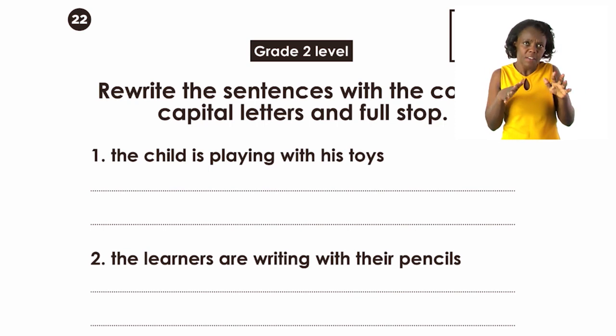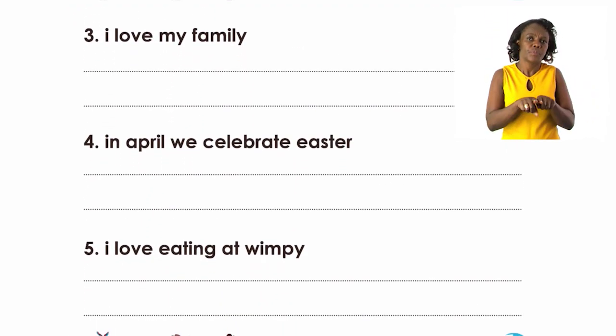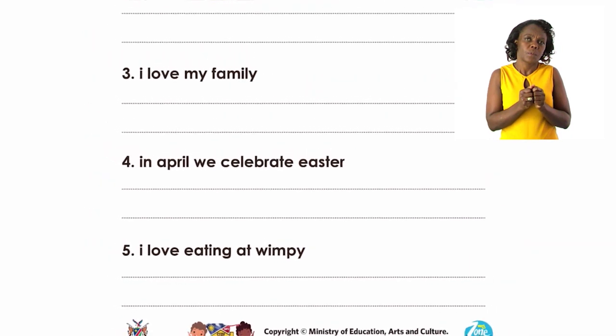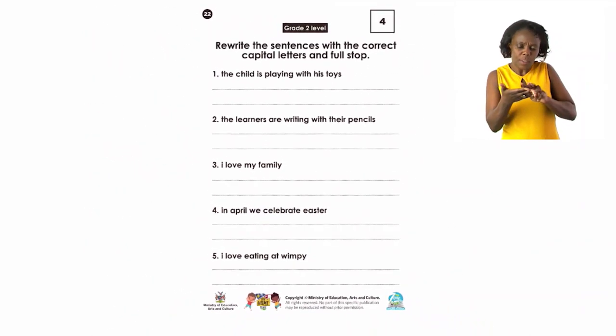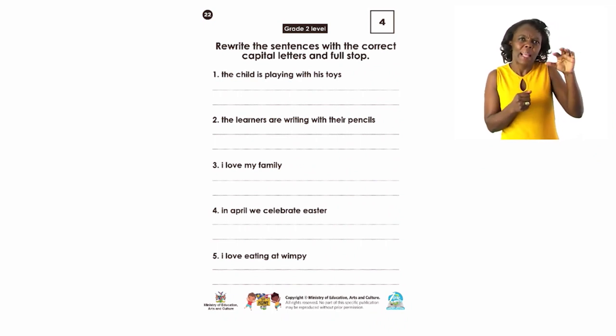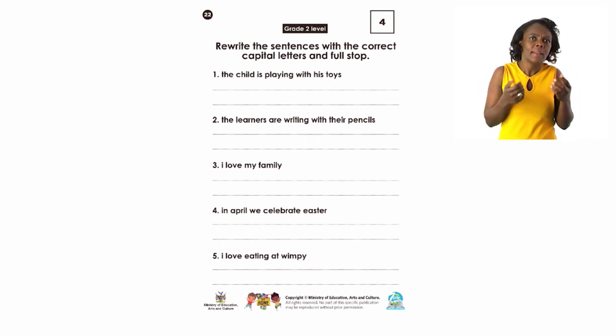So I want you to continue trying number 2, number 3, number 4, and number 5 in the same way. Number 2, you must find out for me what is wrong there. Where is the capital letter supposed to go? Where is the full stop supposed to go if we are supposed to put it there? The learners are writing with their pencils. Check for me that sentence and change the letter.